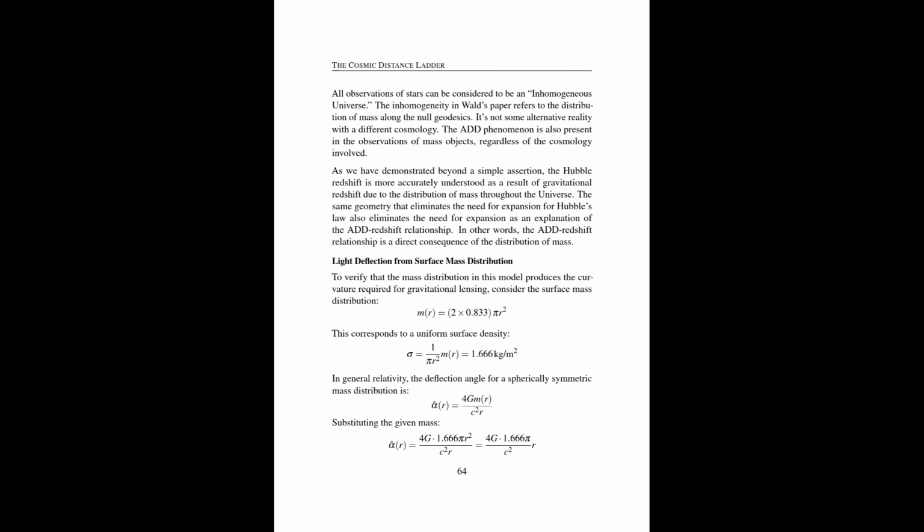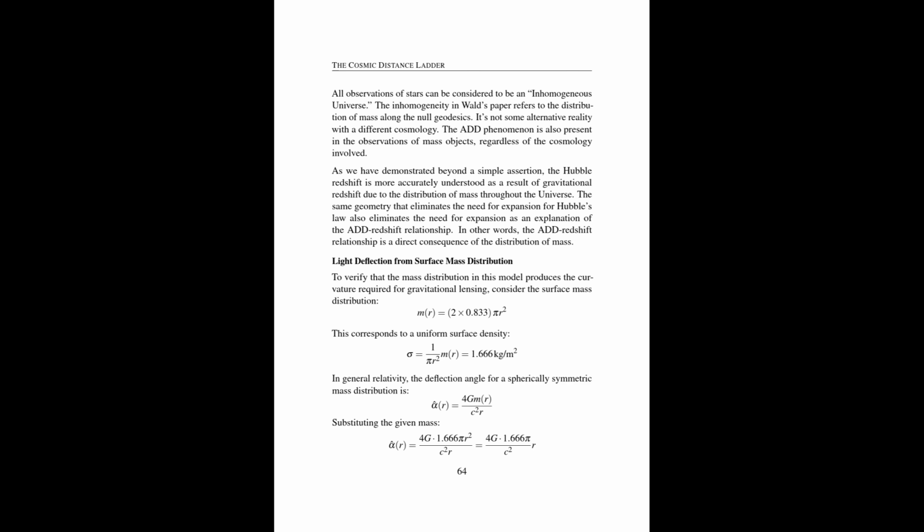Light deflection from surface mass distribution. To verify that the mass distribution in this model produces the curvature required for gravitational lensing, consider the surface mass distribution. M of r equals 2k, or 2 times 0.833 kilograms per meter squared, times pi r squared. This corresponds to a uniform surface density. Sigma equals 1 over pi r squared times M of r, which equals 1.666 kilograms per meter squared.